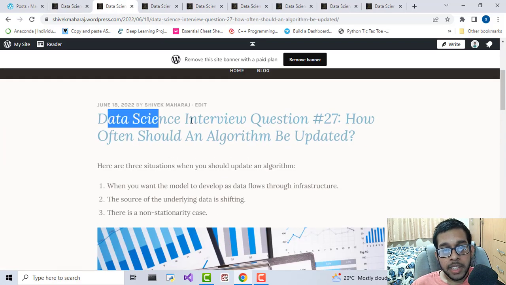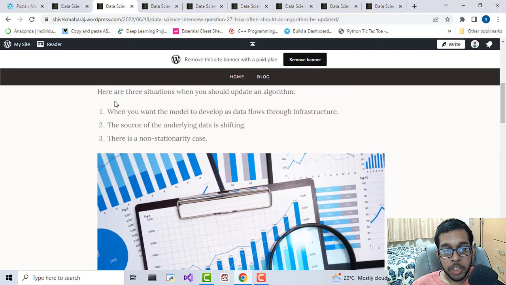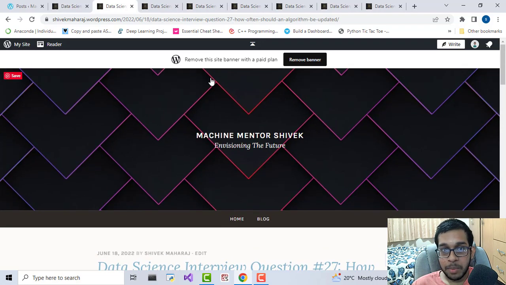Now, data science interview question number 27. How often should an algorithm be updated? Here are 3 situations when you should update an algorithm. Number 1, when you want the model to develop as data flows through infrastructure. Number 2, the source of the underlying data is shifting. And number 3, there is a non-stationarity case. So that's what we have there. That should actually be non-stationary. I'm not sure how that turned out to be like that.